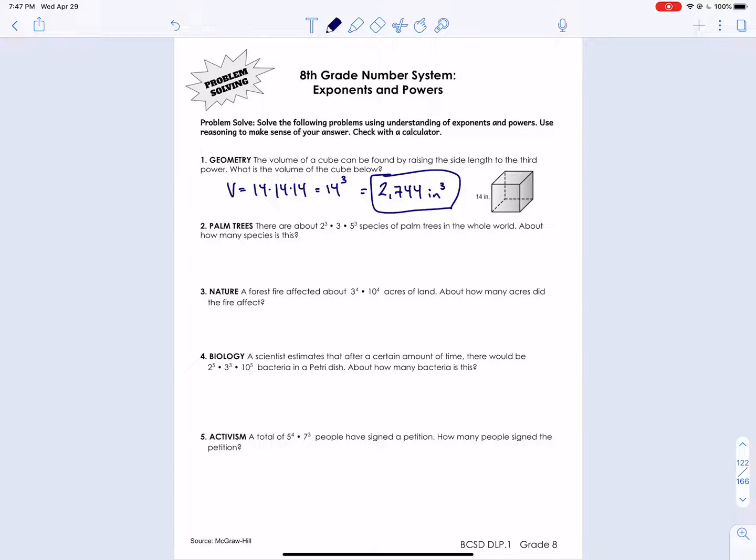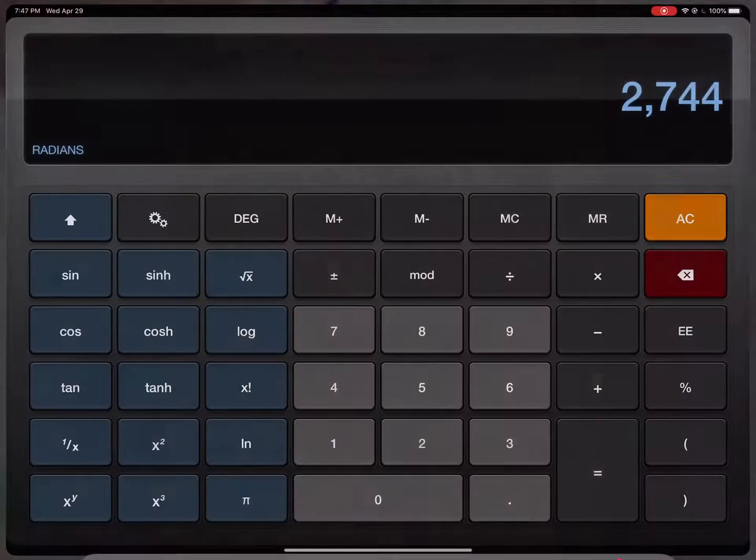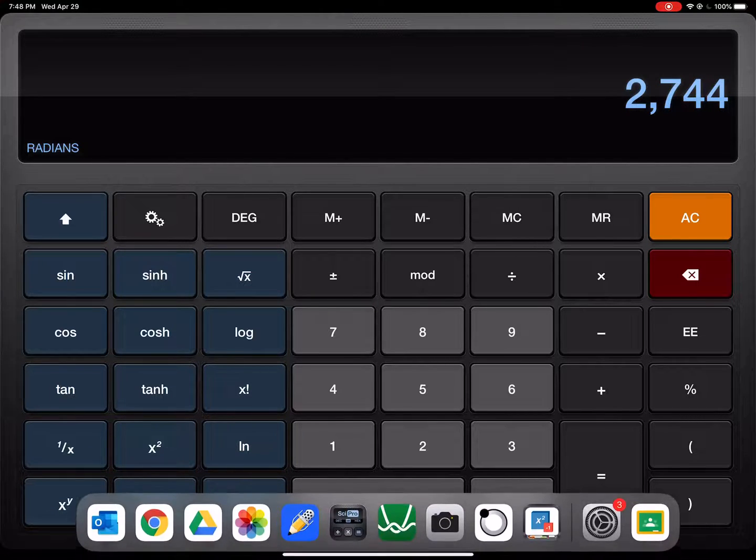Okay, so let's see if we can figure this out on the calculator. Again, most of your phones, if you turn them sideways, will show you something similar. And if you look in the bottom left of my screen, there's this x and then a small y. So x to the y power. So our question was 14 to the third power. So I'm going to type in 14, then I'm going to hit that button. And now it's waiting for my exponent. So that's going to be 3. I hit equal, and I get the same answer. So that's how we use a calculator to evaluate exponents.